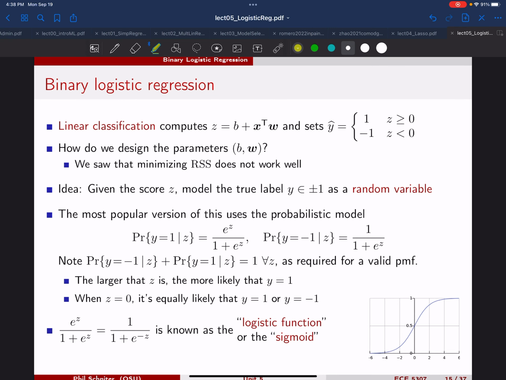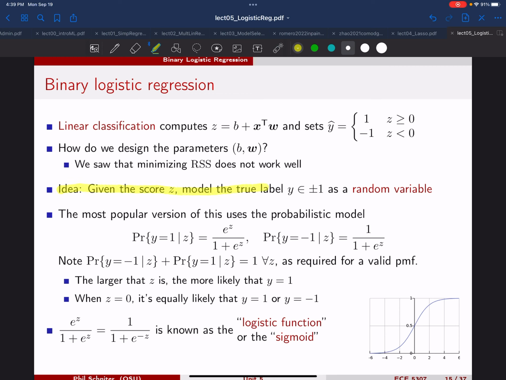Okay, so again, we're focusing on linear classification, a two-step process. First, compute the score from the features, intercept, and weights, and then threshold the score to get our final output y hat, which is either going to be 1 or minus 1. So the key question now: how do we design the parameters b and w from our training data? We saw that minimizing RSS is not a good approach. So here's the main idea.